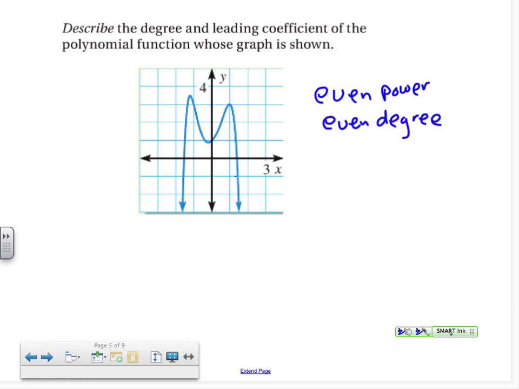And our right side is going down. So that means it's a negative lead coefficient, because our right side is going towards the negative numbers.